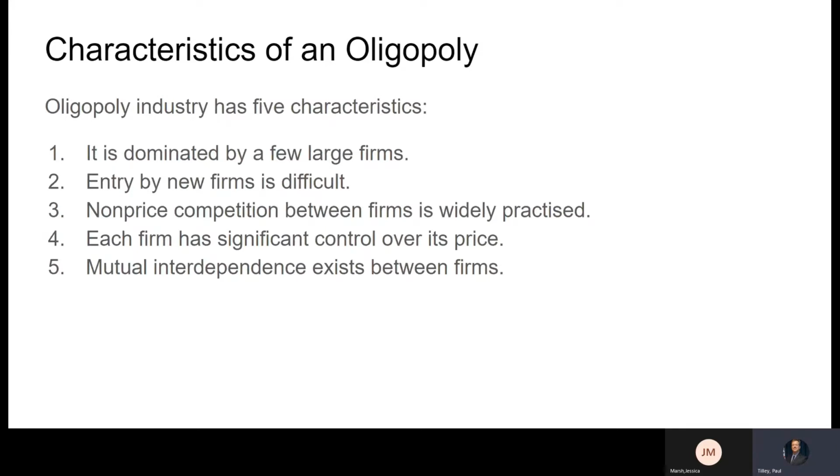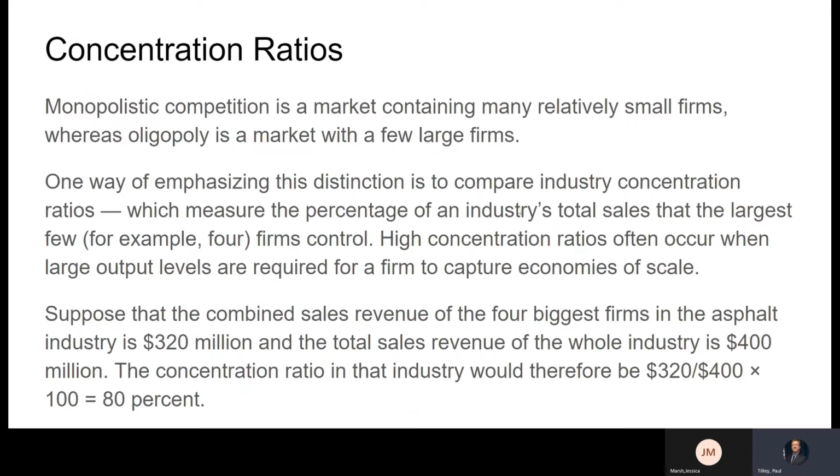So what are some of the characteristics? Few large firms. Entry and exit is difficult. A lot of non-price competition. How can we differentiate ourselves? Each firm has a significant control over the price, and mutual interdependence. We came up with this term concentration ratio, which measures the top 4 firms in the industry and says how much of the total industry is owned by those top 4 firms. That's what concentration ratio is. Generally, all you need to know is that the higher the concentration ratio, the more oligopoly it is. Less concentration is a more purely competitive market.